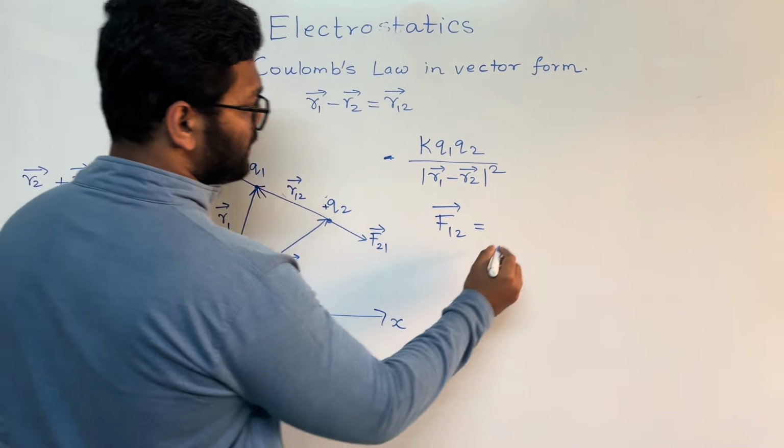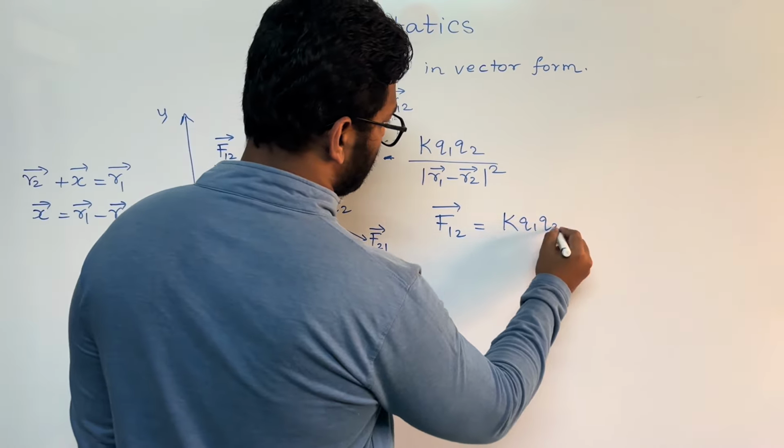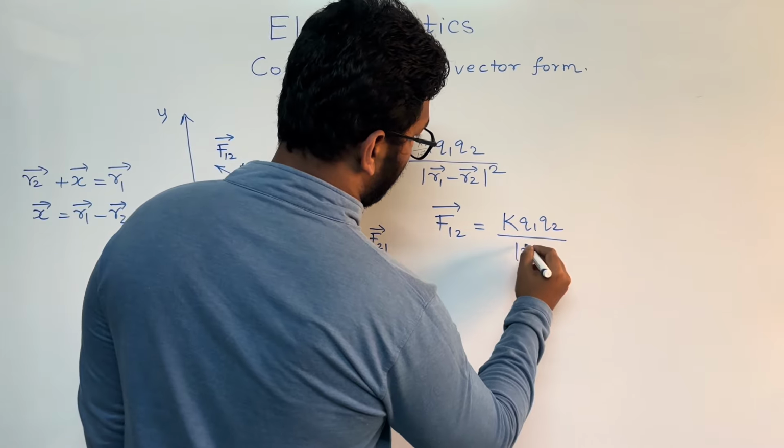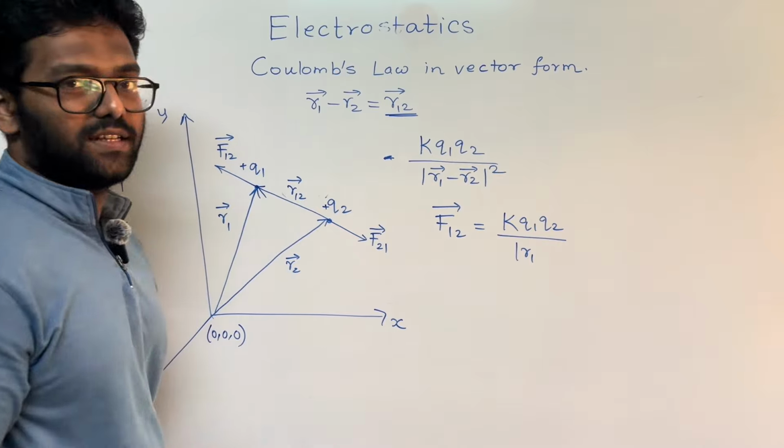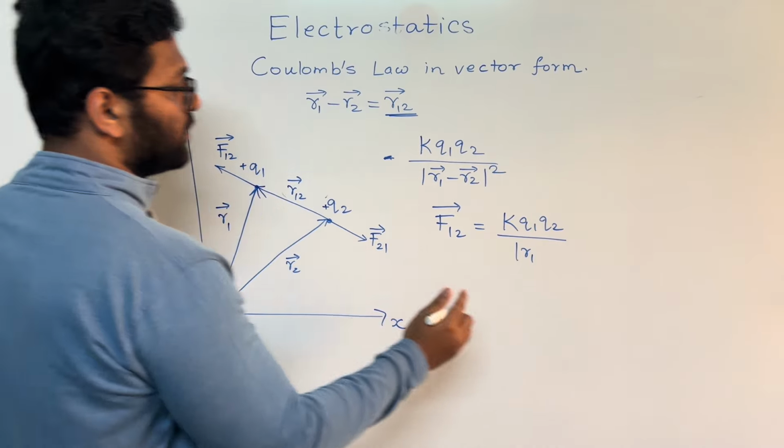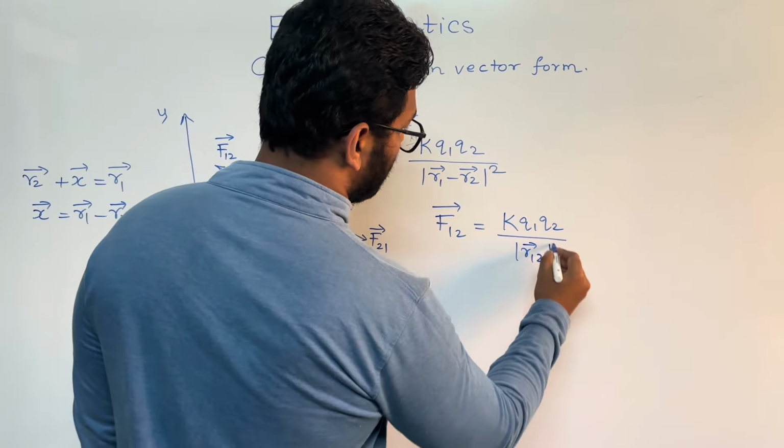Now F12 bar is nothing but, I will write it here, it is obviously the same magnitude, K Q1 Q2 upon the magnitude of R1 bar minus R2 bar, which can be written as R12 bar. This is a notation, there is no new physics in that. So this is R12 bar magnitude square.